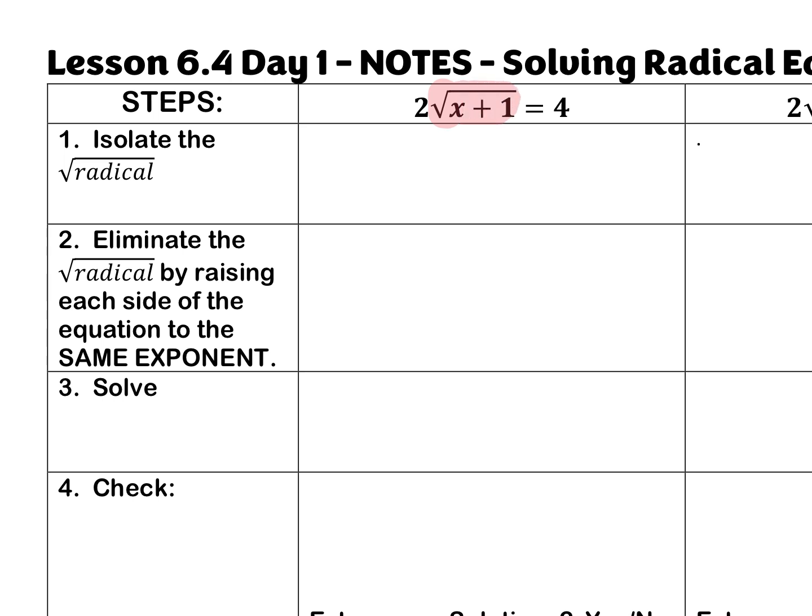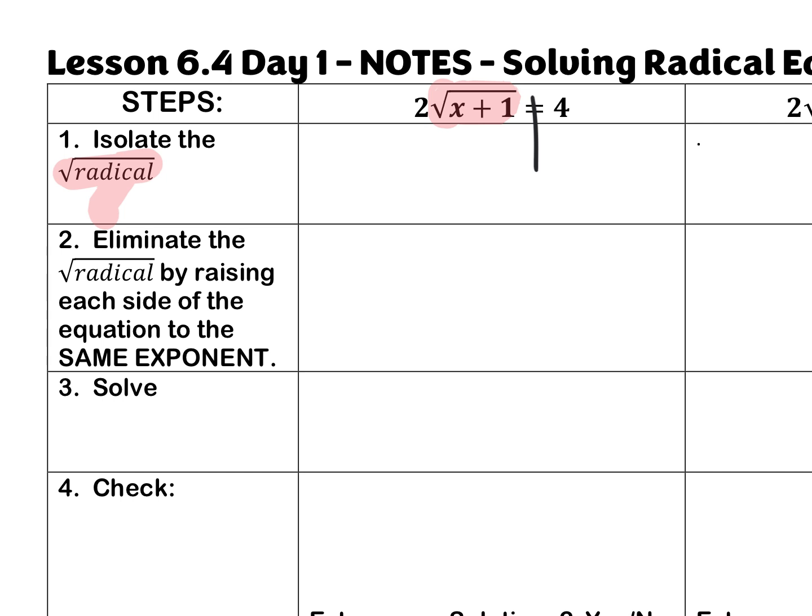I'm always going to highlight my radical so I can see what I'm trying to isolate. In this case, I'm trying to isolate this part. That means the 2 and the 4 are not part of my radical, but the 4 is on the other side of the equal sign, so I'm not worried about the 4. I'm worried about that 2.